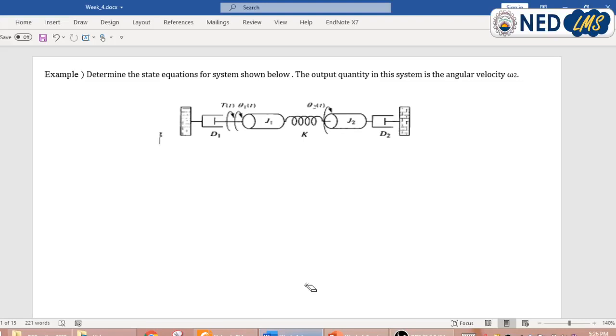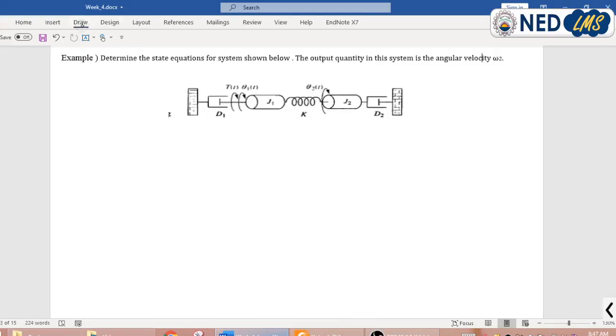In the previous week's lectures, we discussed how we can represent a system in the time domain, that is, time domain modeling. And finally, we came up with a state space representation. Similarly, in this week we will discuss how we can find the state space representation of all three types of system: mechanical rotational system, mechanical translational system, and the electrical systems.